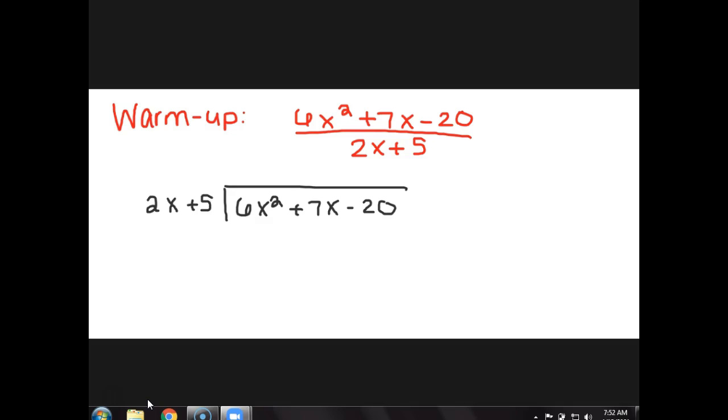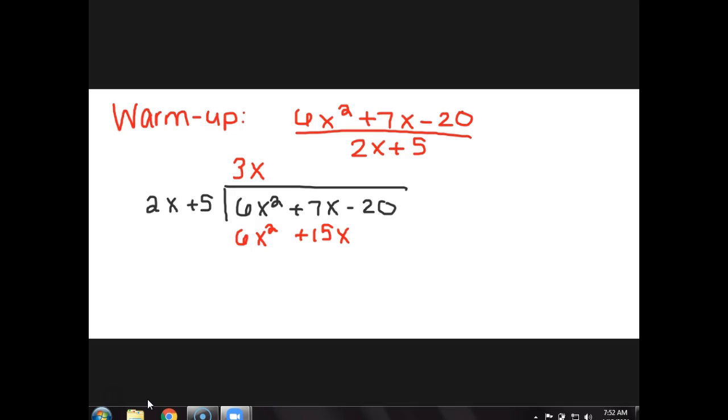And then we work through and do long division the same way we used to do with numbers, but now with variables. So we look at the term here and we say, okay, what do I need to multiply 2x by to get 6x squared? So I need to multiply 2x by 3x, because 3x times 2x is 6x squared. That 3x also multiplies to the 5, so you get 15x.